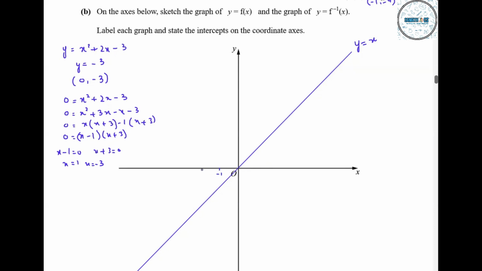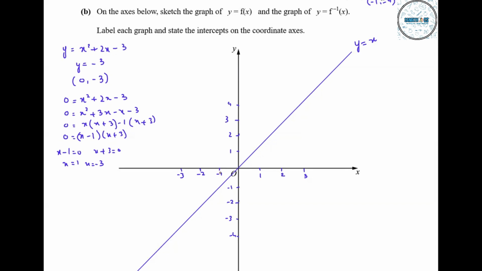We have minus 1 here, minus 2 here, minus 3, 1, 2, 3, 1, 2, 3, 4, minus 1, minus 2, minus 3, minus 4.